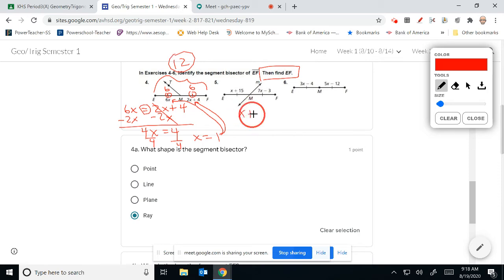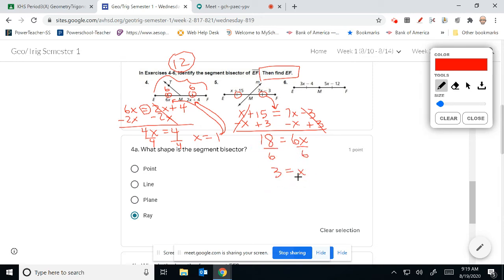Number 5, you got x plus 15 equals 7x minus 3 because of the tick marks. They're equal. We could make an equal sign. The tick marks allow us to make equal signs because they're equal pieces. Now I would get rid of the small one, so I would subtract x. That means I'm going to need to add 3 to both sides. And I'm going to get 18 equals 6x. And when I divide by 6 on both sides, I get x is 3.